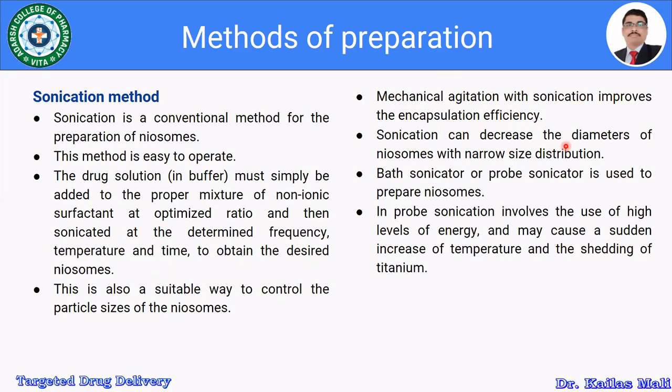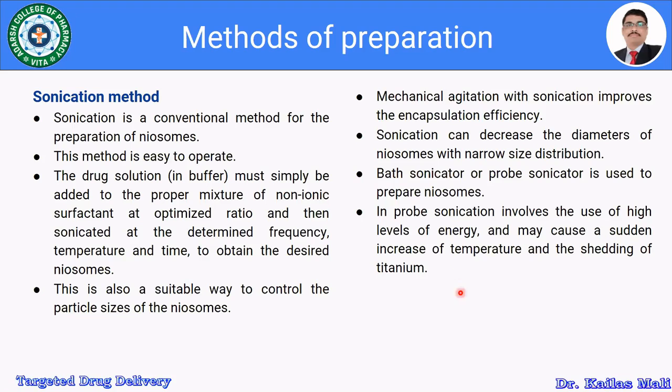Sonication can decrease the diameter of Niosomes with a narrow size range. It is also used to reduce the size of the vesicle. Here it is possible to use the bath sonicator or probe sonicator for the preparation of Niosome. Probe sonication involves the use of high levels of energy and may cause a sudden increase in the temperature and shedding of the titanium into the solution. So this is about the sonication method. It is similar to the method of preparation which we have discussed in the liposomes.